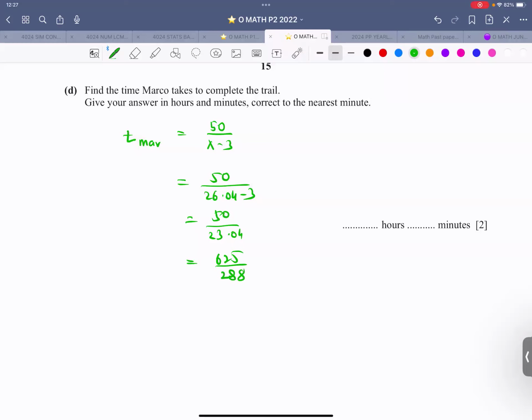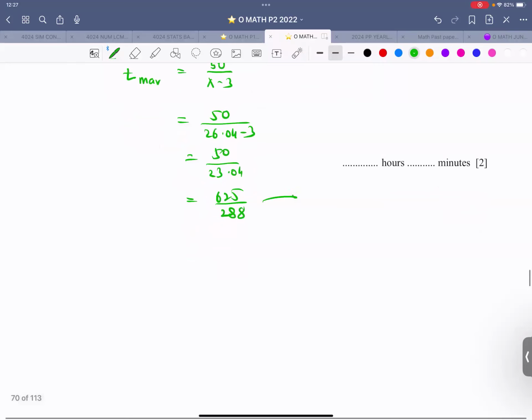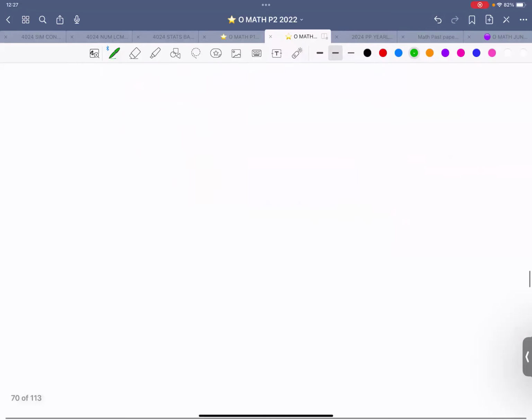So now let me just convert it. 625 over 288 becomes 2 hours and 10 minutes. So this is 2 hours 10 minutes. We convert the decimals into minutes.